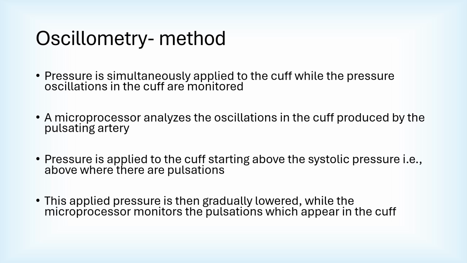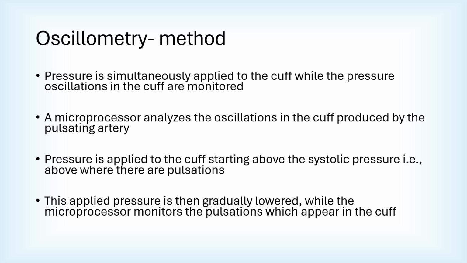In contemporary practice, automated non-invasive blood pressure monitors, also known as automated sphygmomanometers, employ the oscillometric method to estimate the arterial blood pressure. This method uses an occluding cuff to measure the pressure fluctuations that occur due to arterial pulsations. Pressure is simultaneously applied to the cuff while the pressure oscillations are monitored. A microprocessor analyzes the oscillations in the cuff produced by the pulsating artery.